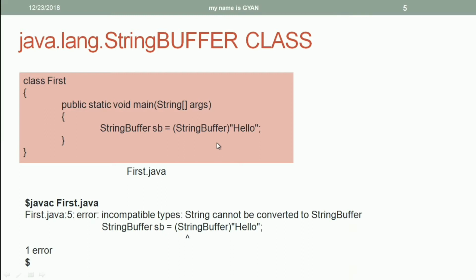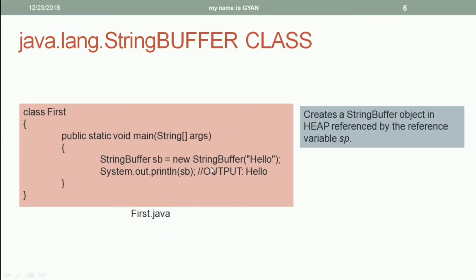You cannot use them. Here in this case, we are creating a new StringBuffer object which contains the string literal hello. A new StringBuffer will be created in the heap and the reference to that newly created StringBuffer will be stored into the reference variable sb of type StringBuffer. Since here we are also using a string literal hello, a new String object which contains hello will be created in the SCP. After that, when we try to print the reference variable sb, it will print the string hello. So this program creates a StringBuffer object in the heap referenced by the reference variable sb. It should be sb, not sp.